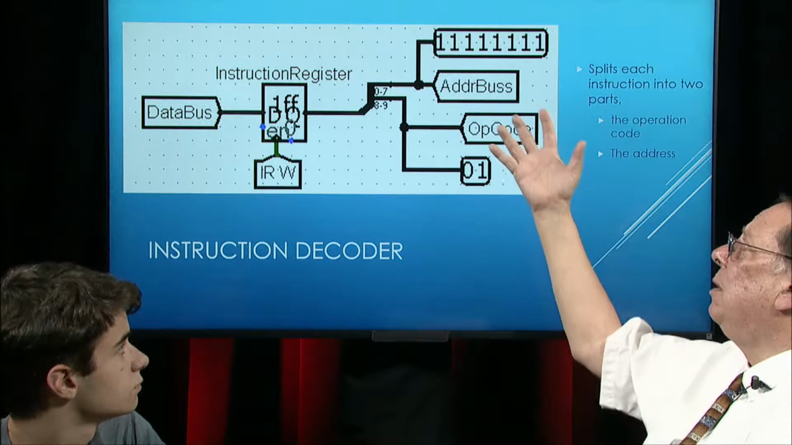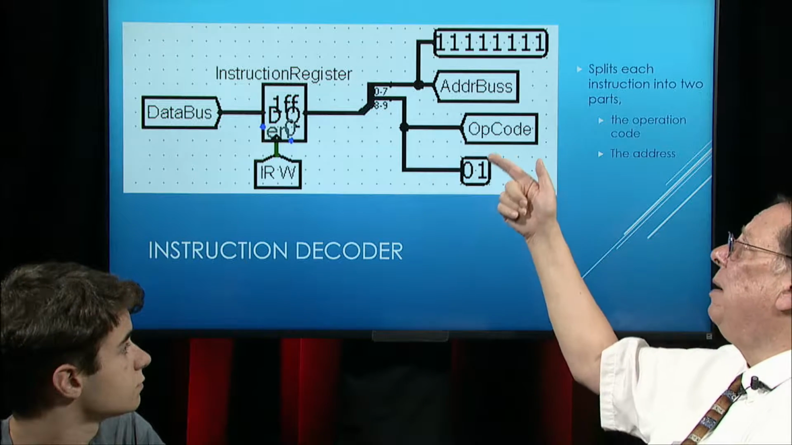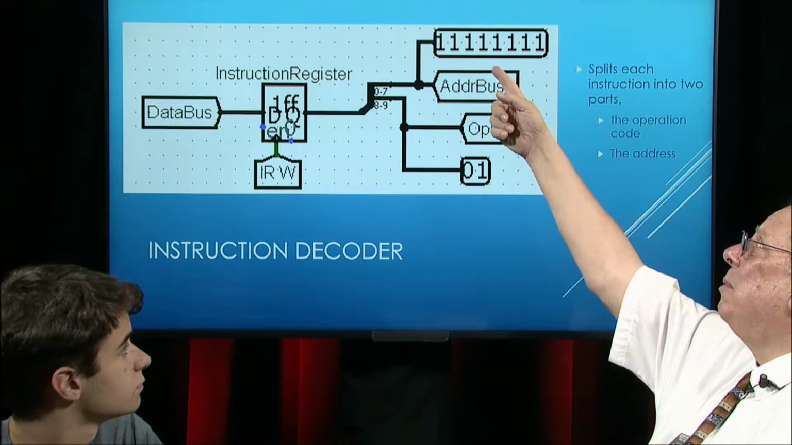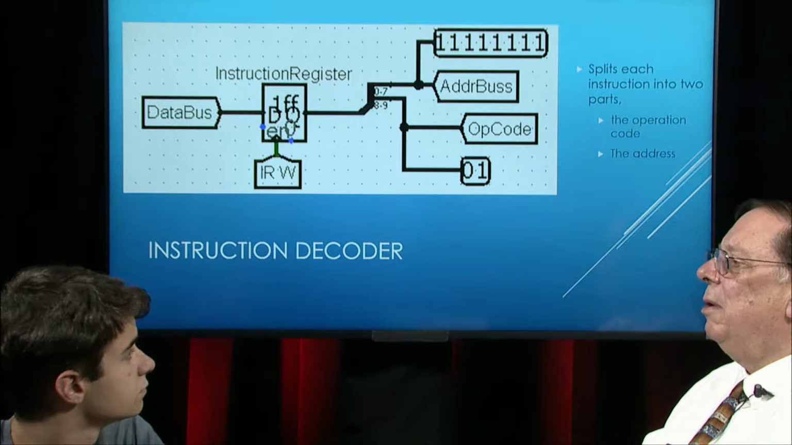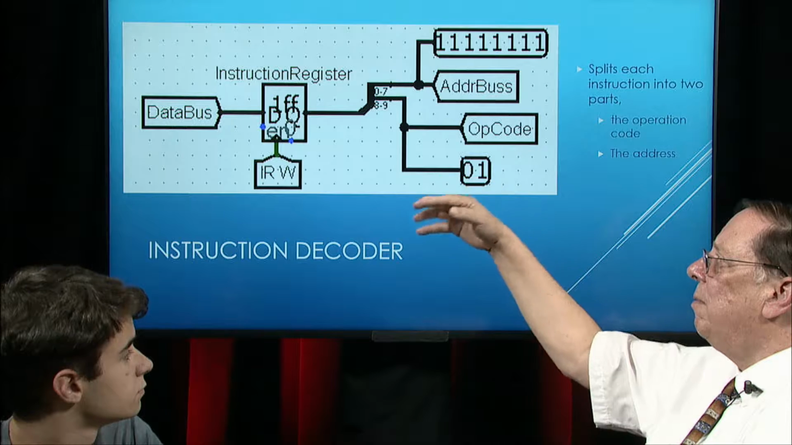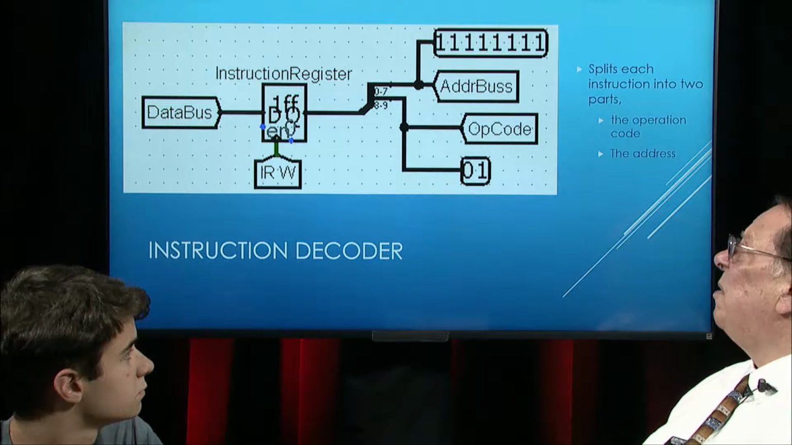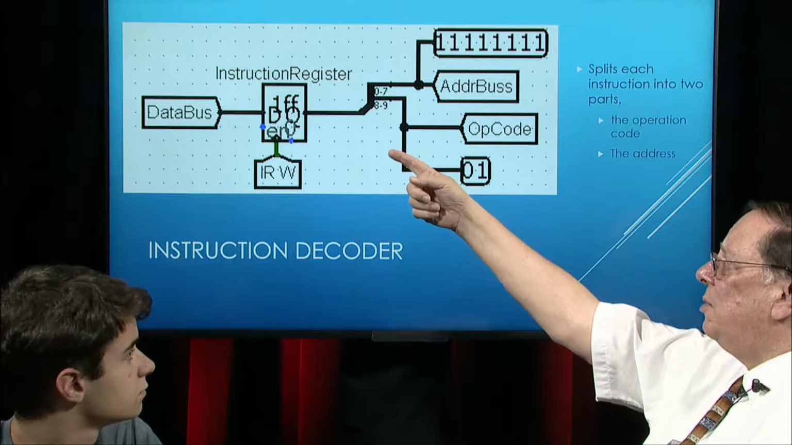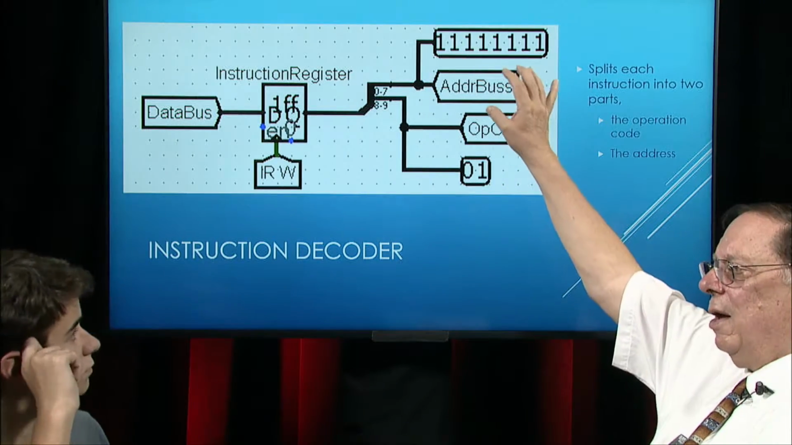So for example, if we load something from memory, 01 would be a load command. That would be the address we'd load from. In this case, since that's 1111, it would load from the keyboard instead of from the memory. But for any other address, we would actually get a value from memory and put it into the accumulator. So that's called the instruction decoder. It splits the instruction into two parts, an operation and an address.